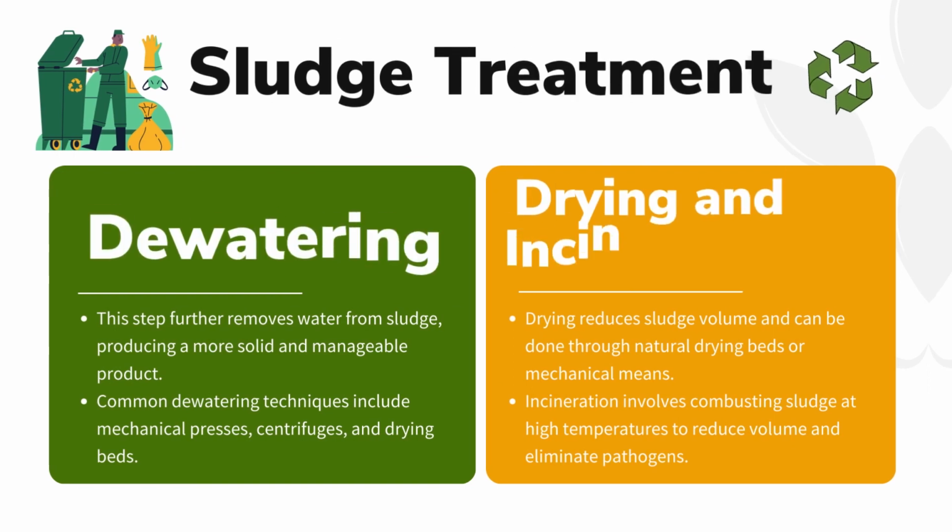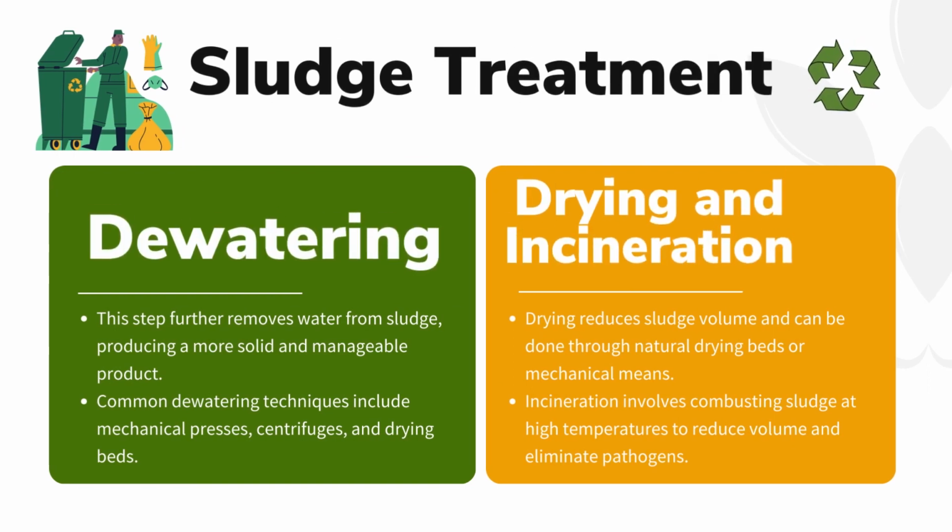Once we've stabilized the sludge, we need to further remove water from it, making it more solid and manageable. This process is called dewatering. We use various techniques for dewatering, including mechanical presses, centrifuges, and drying beds.